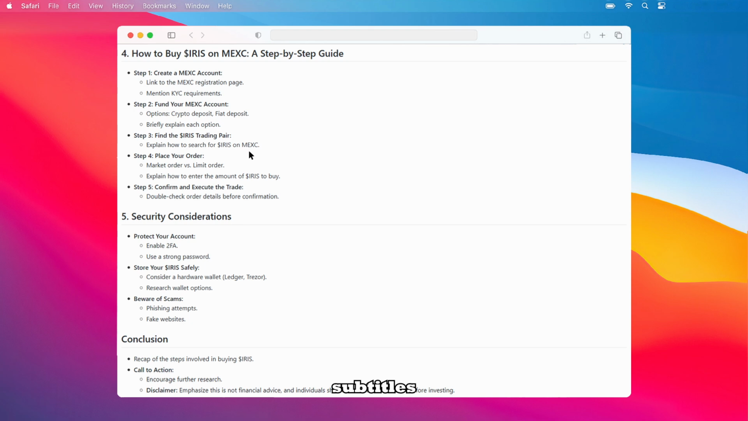In conclusion, we've covered the steps to buying $IRS, from understanding the project to securing your investment. We encourage you to do your own in-depth research before making any investment decisions, as this is not financial advice.